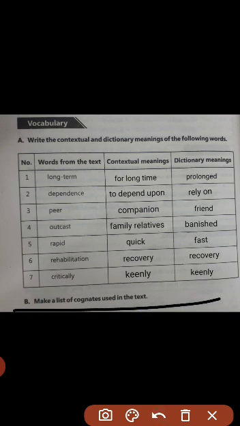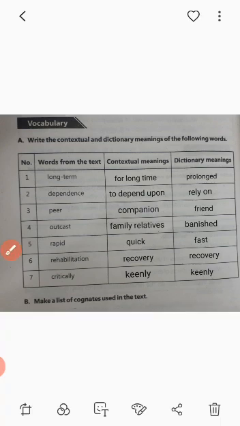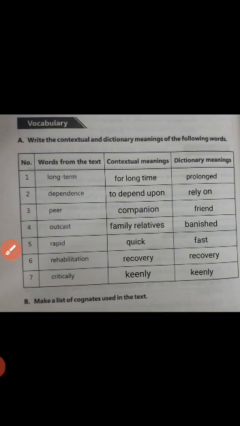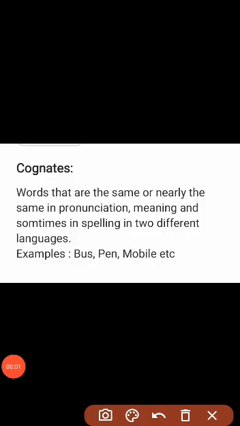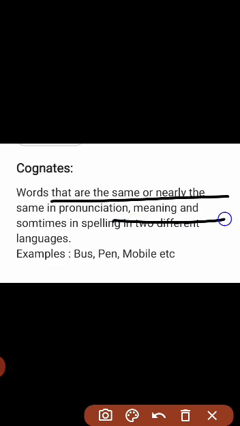In exercise B, make a list of cognates used in the text. Now, to understand what cognates are, let's move to the definition or explanation of cognates. Cognates are the words that are the same or nearly the same in pronunciation, meaning, sometimes in spelling, in two different languages.